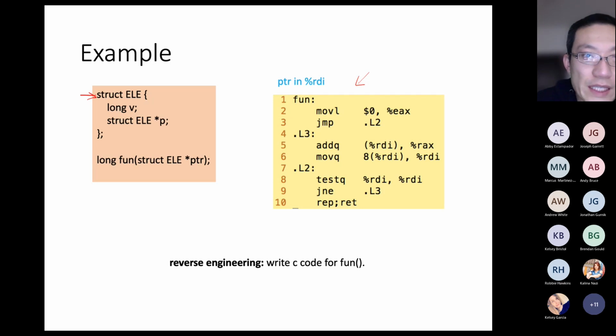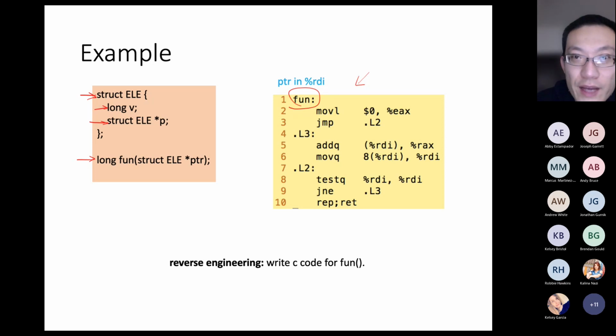The struct name is ELE. We have one long variable, and also we keep a struct pointer, and we try to develop a function fun, and fun is right here. The assembly code is right here, and we're trying to see what the C code for fun is.